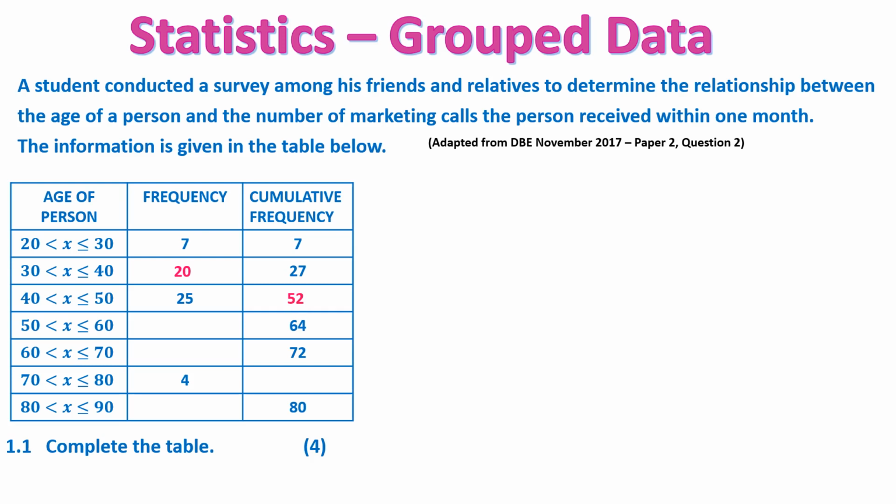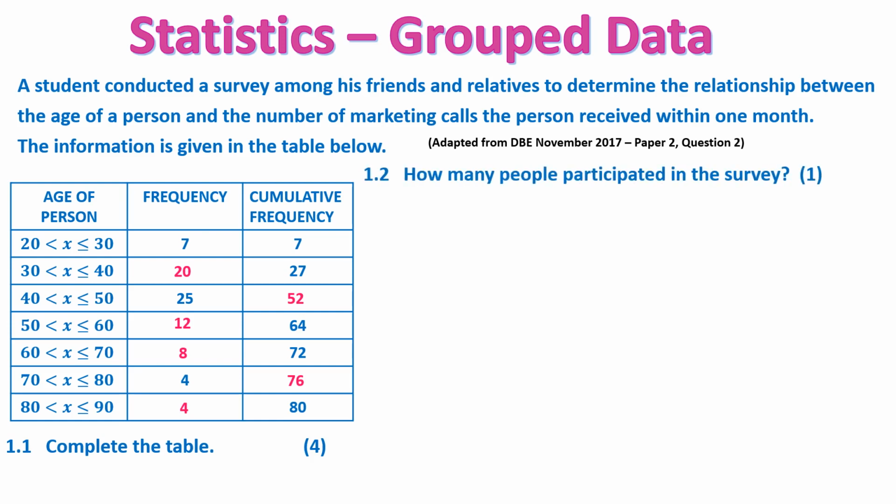Then 52 plus 12 will give me 64. Then 64 plus what number gives me 72? 64 plus 8 gives me 72. And then 72 plus 4 is 76. And 76 plus 4 gives me 80. So a slightly trickier way to start, but really not too difficult to do.